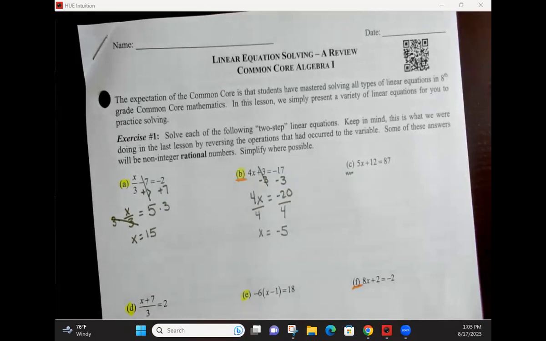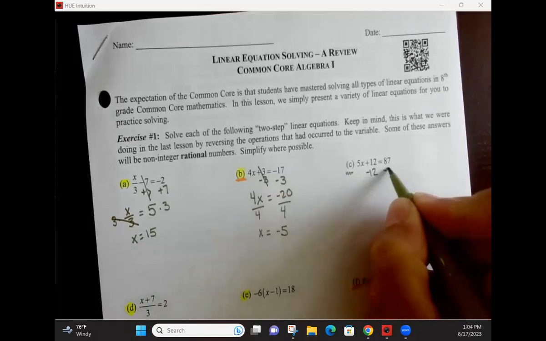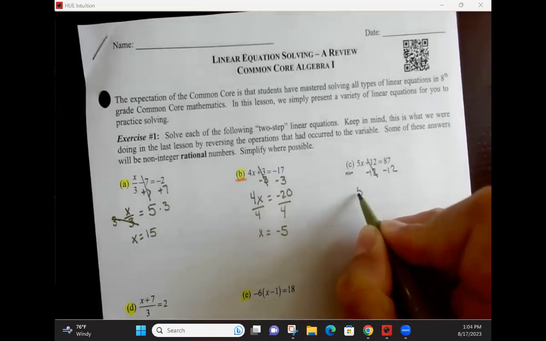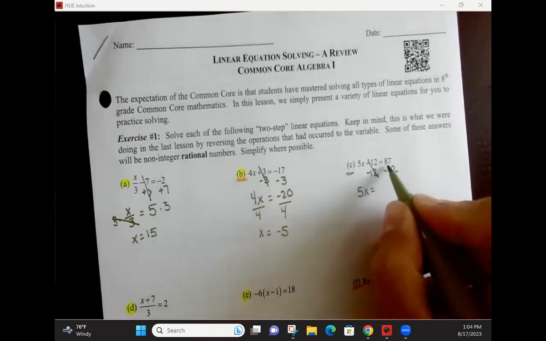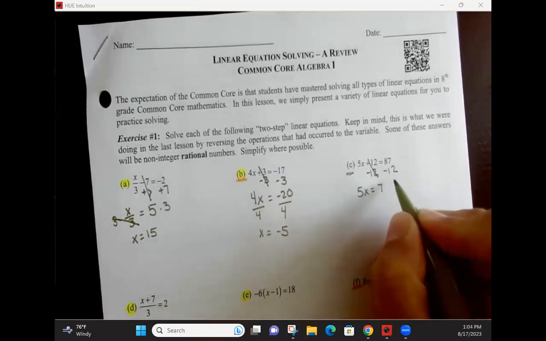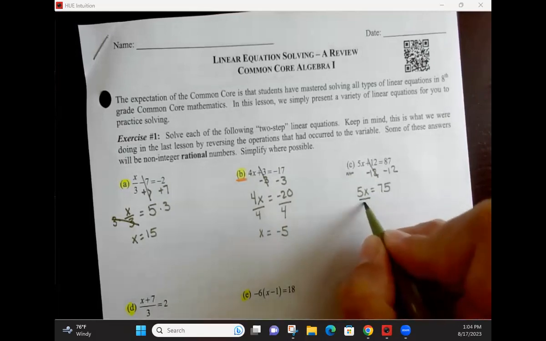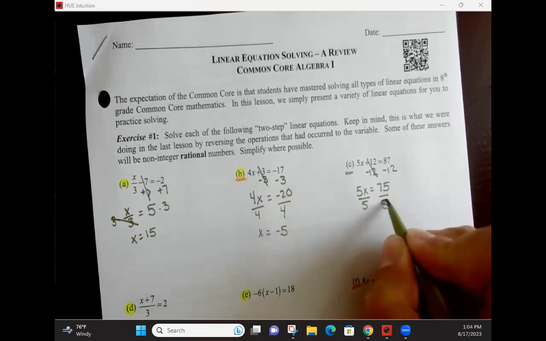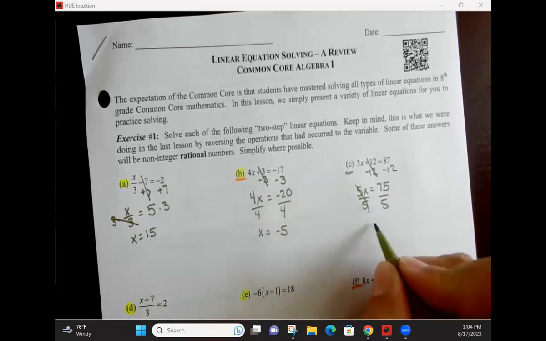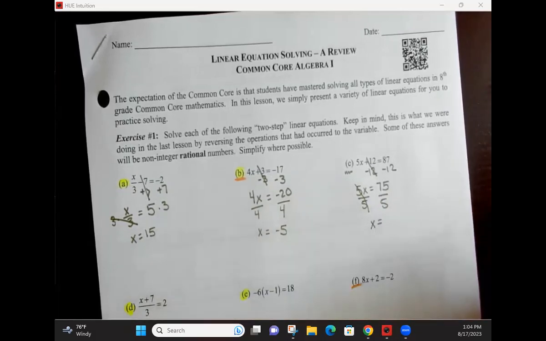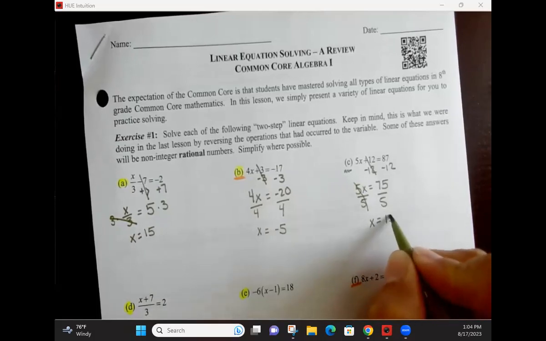What's our first step for C? Yeah, subtract 12. So I have 5x equals 75. All good? What do I do next? Divide by 5. I want to get x by itself. I've still got 5 in there. Since it's multiplication, we undo it with division. So I get x equals 15. Very good. Not too bad.